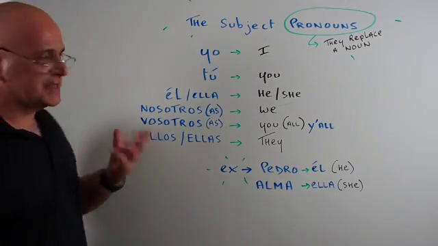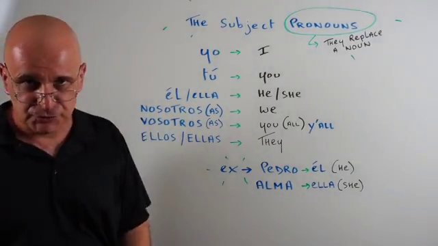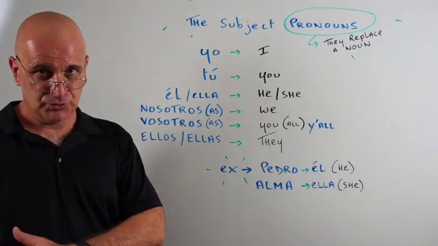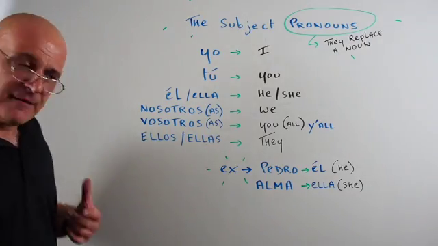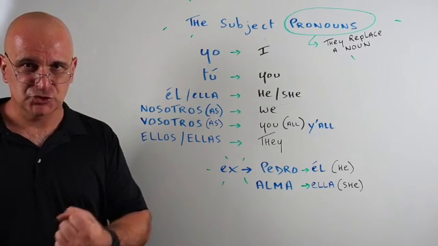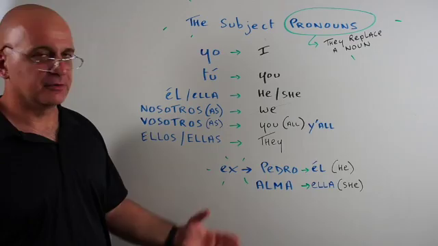Okay, so if you want to say you all in the masculine plural, you're going to say vosotros. Good, one more time. Vosotros. All right, you're getting there. Now the feminine plural is going to be vosotras. Vosotras. Very good.